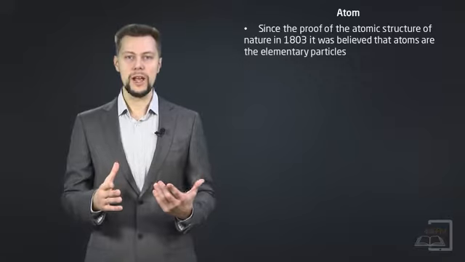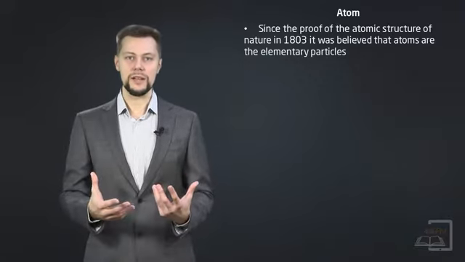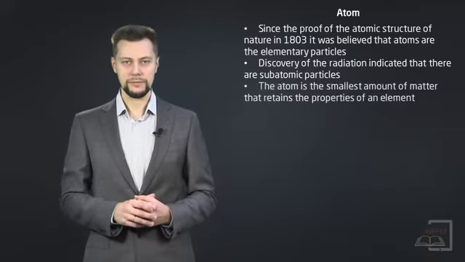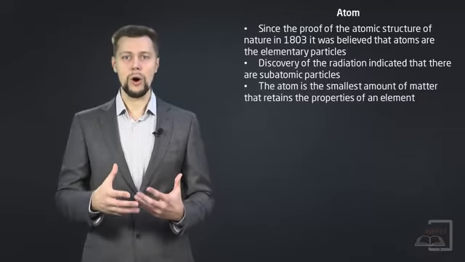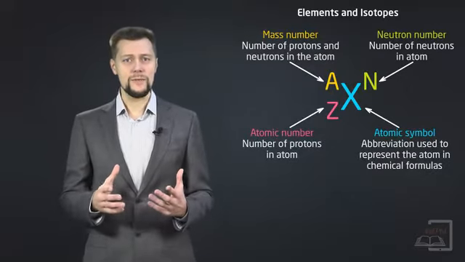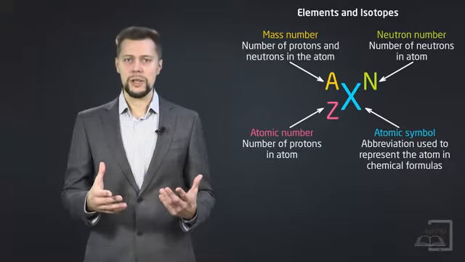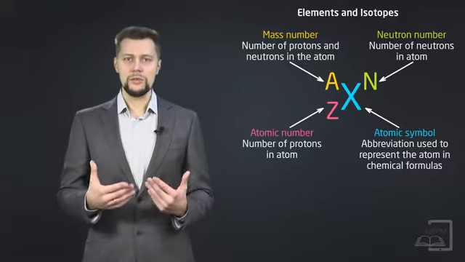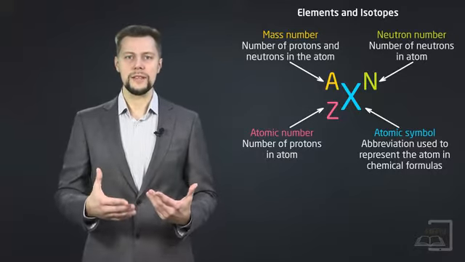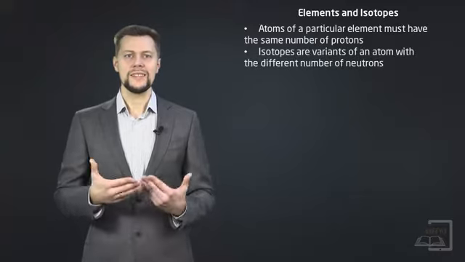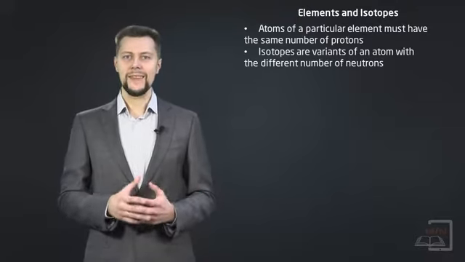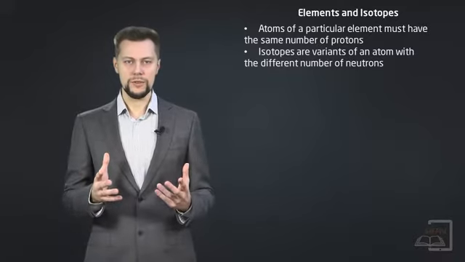Since the atomic nature was proven in 1803, it was believed that atoms are the elementary particles. The discovery of radiation indicates that there are subatomic particles. An atom is the smallest constituent unit of ordinary matter that has the properties of a chemical element. The following notation is used to define the nuclear reaction. Z is the atomic number, the number of protons. N is the neutron number, the number of neutrons. A is the mass number of the atomic nucleus. A equals N plus Z, the number of nucleons. The nucleus is the small, dense region consisting of protons and neutrons at the center of the atom. The isotopes are the variants of the atoms with a different number of neutrons.